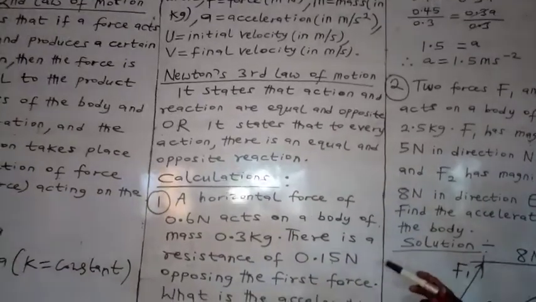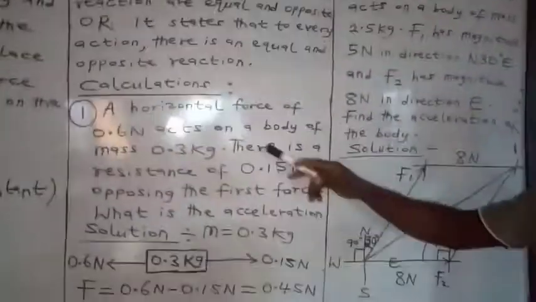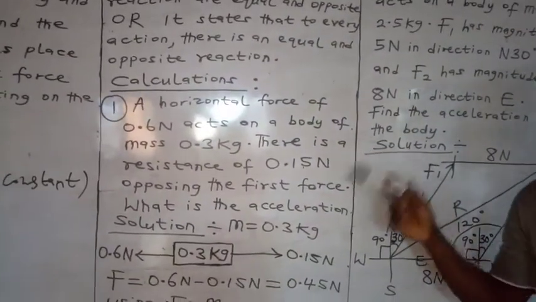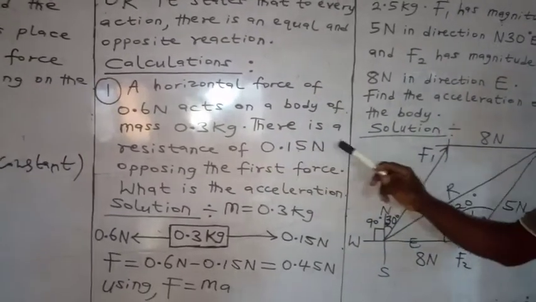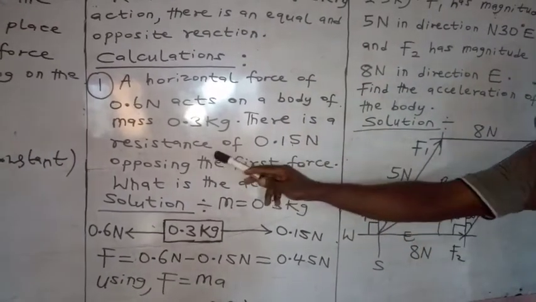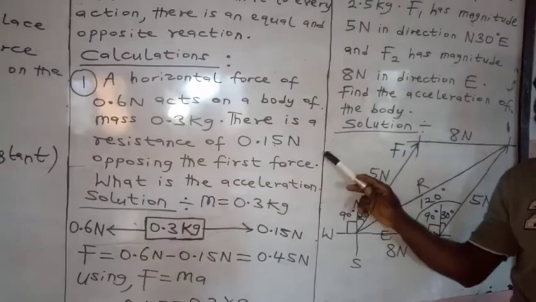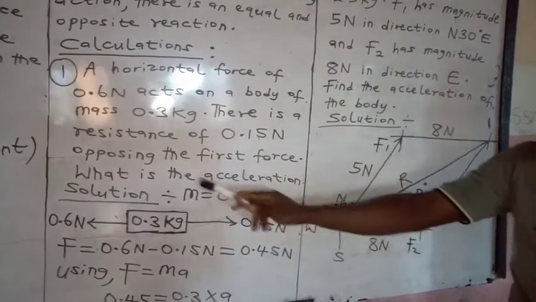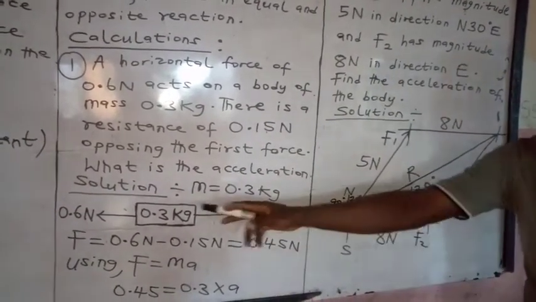Calculation number 1 says: a horizontal force of 0.6 Newton acts on a body of mass 0.3 kilogram. There is a resistance of 0.15 Newton opposing the first force. What is the acceleration? We go to the solution.